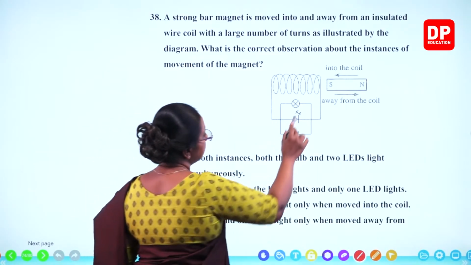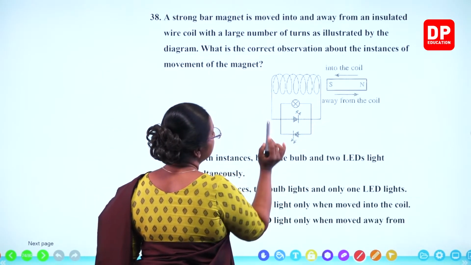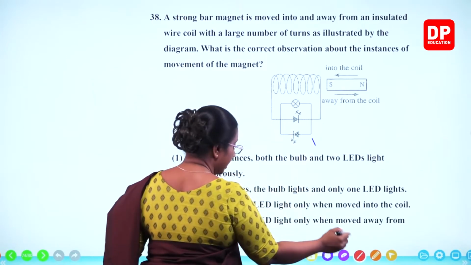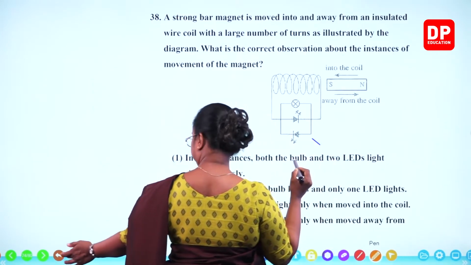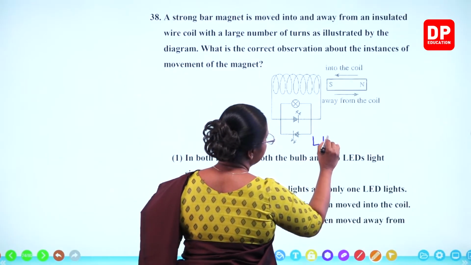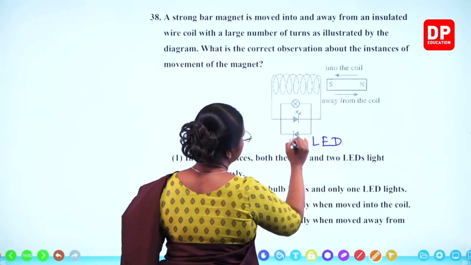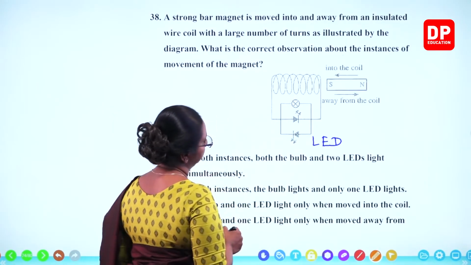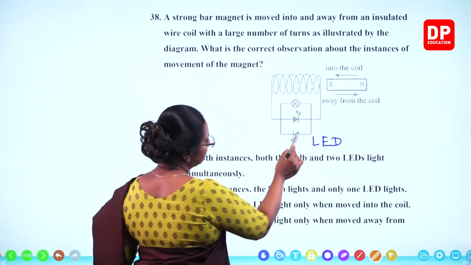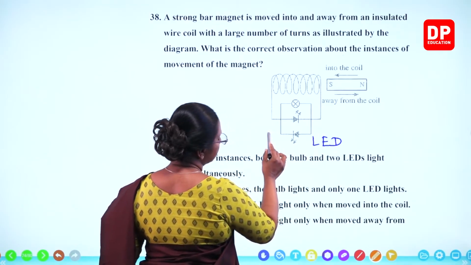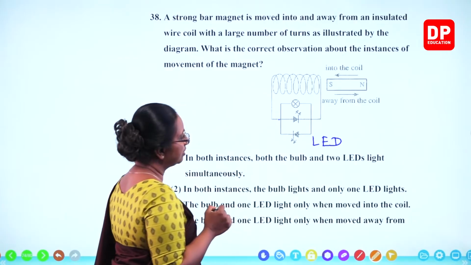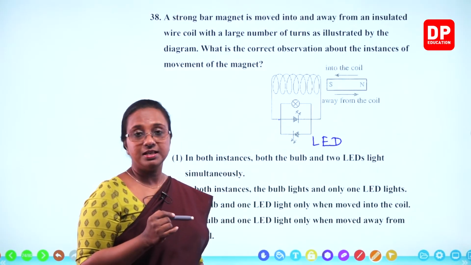Then here you can see the coil is connected here. There are two light emitting diodes. Here you can see these are LEDs, light emitting diodes. This is the symbol. Then there is the bulb also. And you can see the light emitting diode. This allows the current to flow in one direction. The other diode allows the current to flow in the opposite direction.